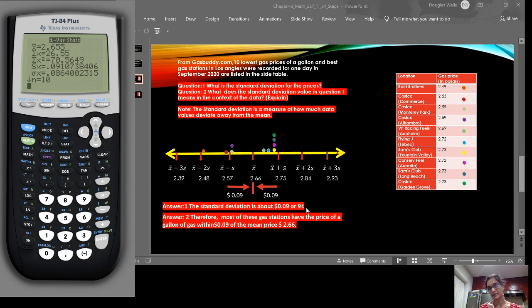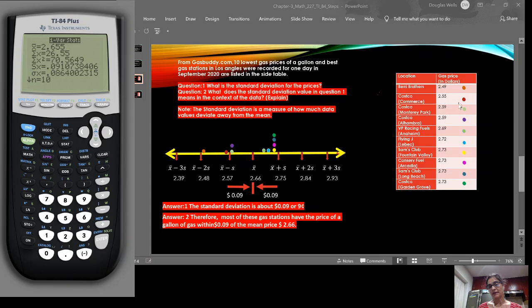$0.09 or 9 cents. But now the question is, what does the standard deviation value in question 1 mean in the context of the data? Explain. Let's refresh the memory for standard deviation, what we said in the class. The standard deviation is a measure of how much data values deviate away from the mean.